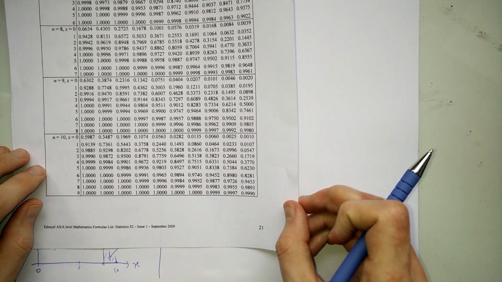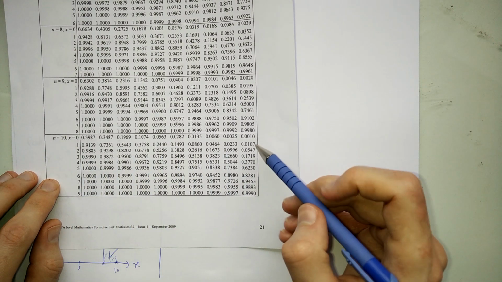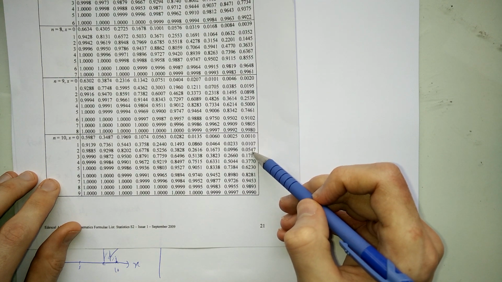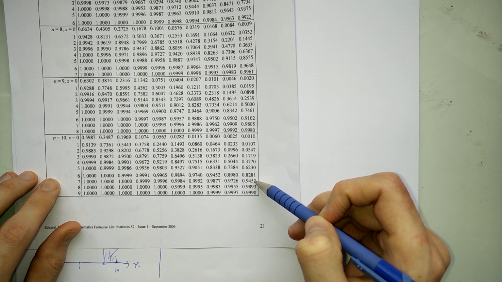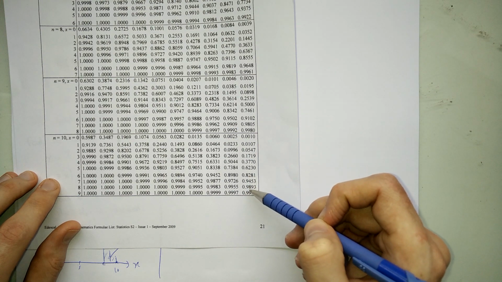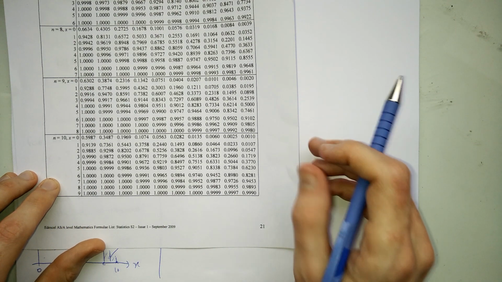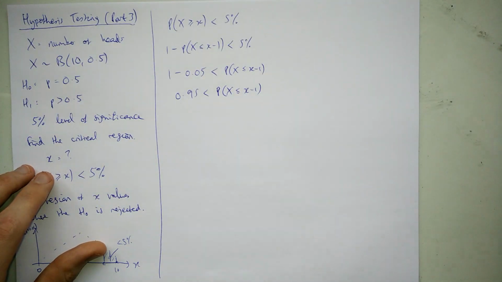So here we go. Here's our table, n equals 10. Go across, we're looking at the probability of 0.5 column, and we're looking for the first time when this is bigger than 0.95. So 0.82, 0.94, 0.98 is the first time, just there. So that's at the value of 8. So when x equals 8, we have bigger than 0.95.